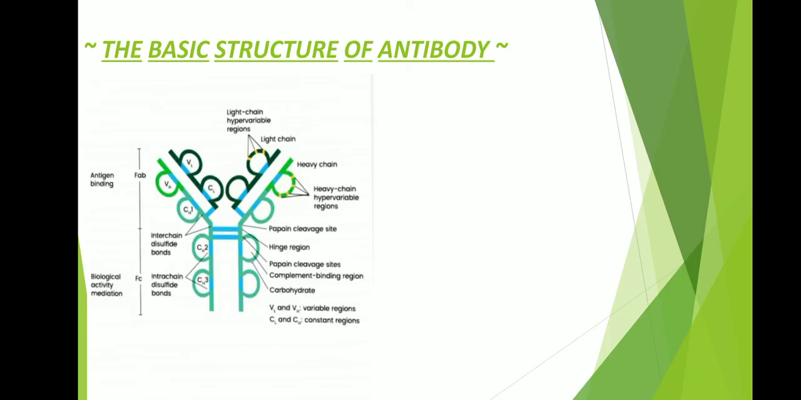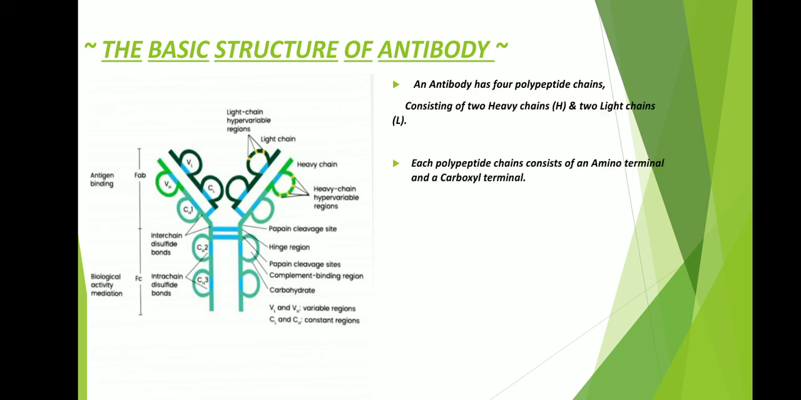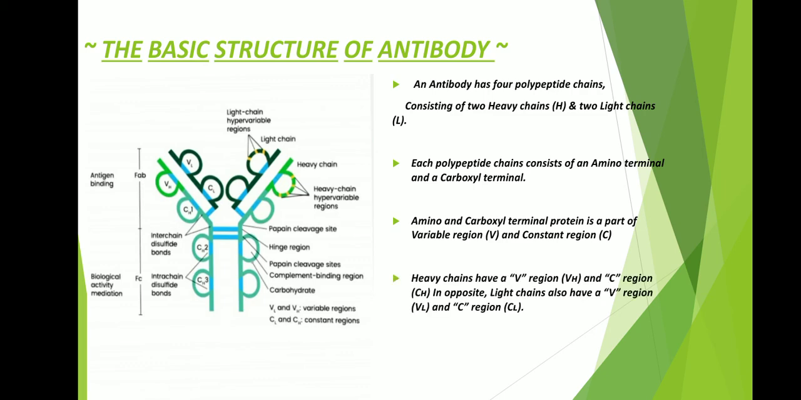Here we come to know about the basic structure of antibody. Antibody has 4 polypeptide chains, 2 heavy chains and 2 light chains. Each polypeptide chain consists of an amino terminal and a carboxy terminal. Both amino and carboxy terminals are a part of the variable region, described as V, and the constant region, described as C. Both heavy and light chains have V and C regions. In heavy chains, CH is divided into 3 areas: CH1, CH2 and CH3.